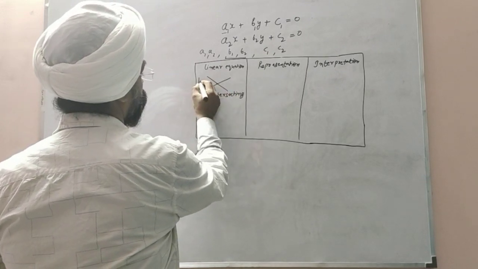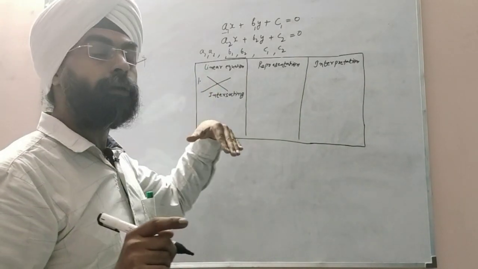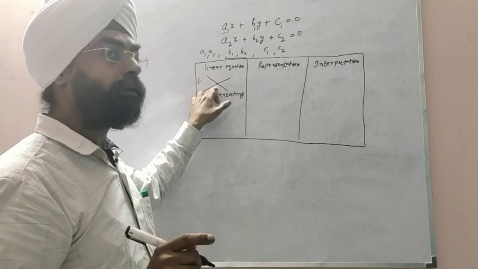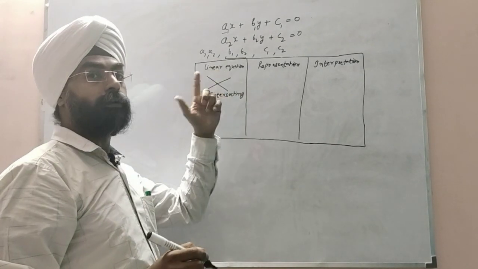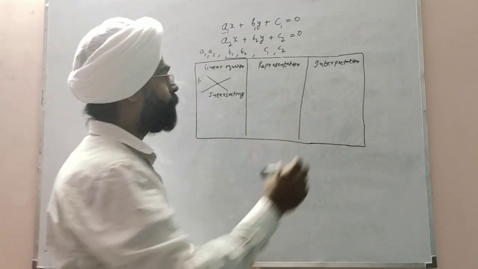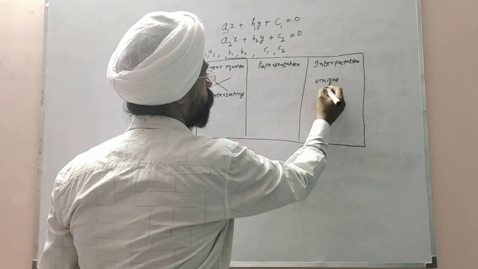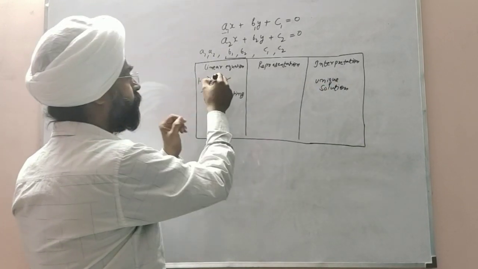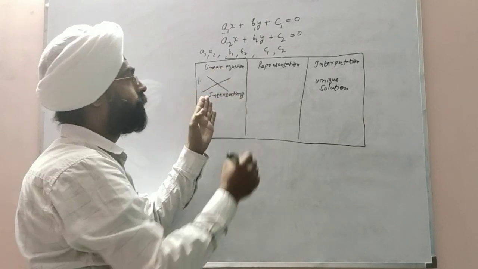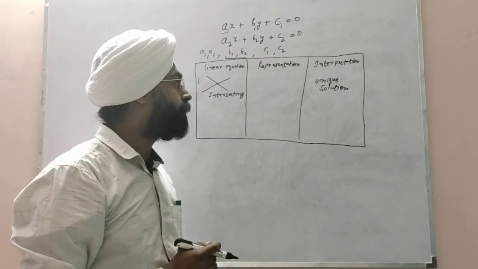This is the first case, meaning they are intersecting at one point only, forming a cross, and they are meeting at only one point. This is the unique point of intersection. That's why the interpretation will be a unique solution. They have only one solution at this point. This is the solution point of any two linear equations.